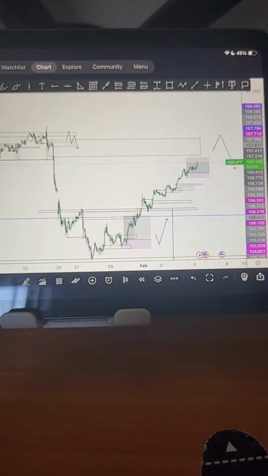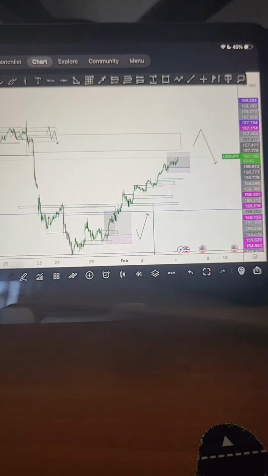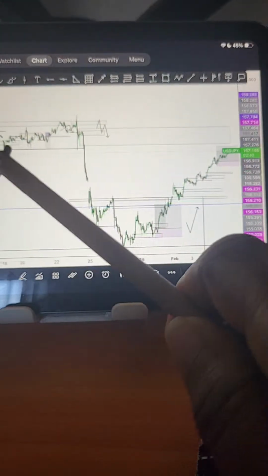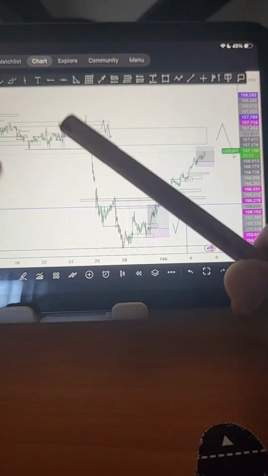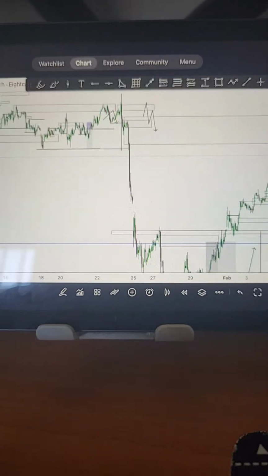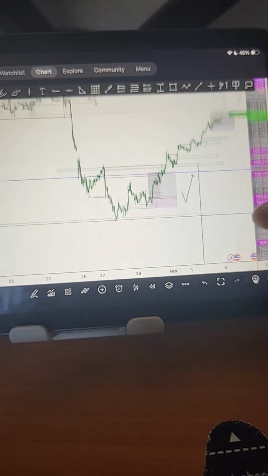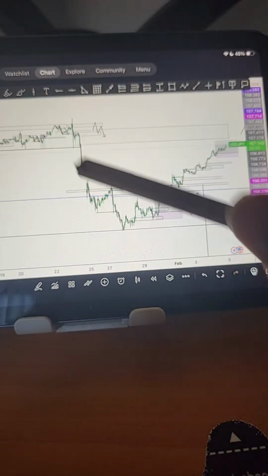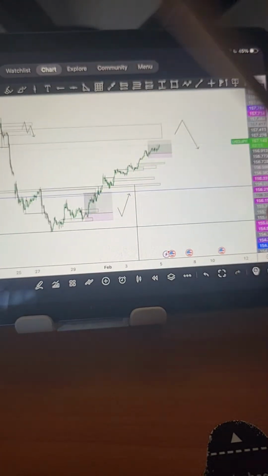Based on my technical analysis, bias and structure yesterday, I saw this movement. This is the overall trend of USD JPY. This is my external structure, and you can see that my external structure is very much bearish, while the internal structure is currently bullish.